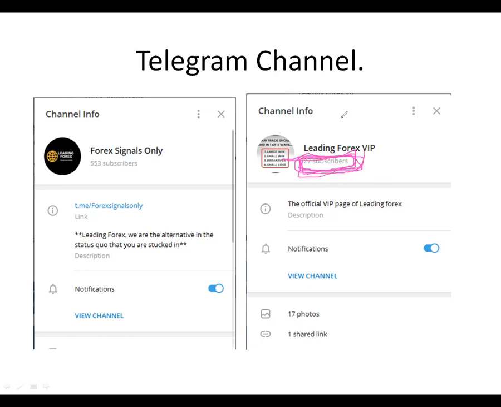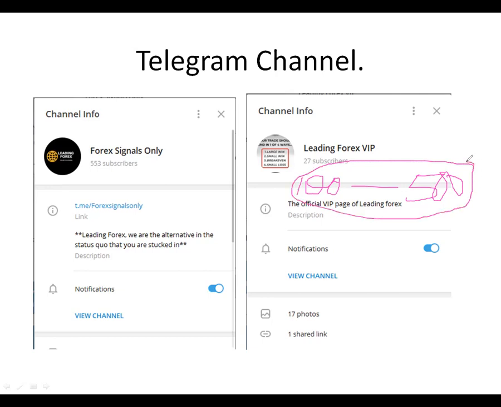Now, in this VIP channel, what we do is share signals targeted at a profit of between 100 to 500 pips every week. That is the target range that we look for. We don't look at our profit by the number of signals that we post. No, we look at the number of pips that we will be able to make at the end of the week. So our weekly target in this VIP group is between 100 to 500 pips every week.